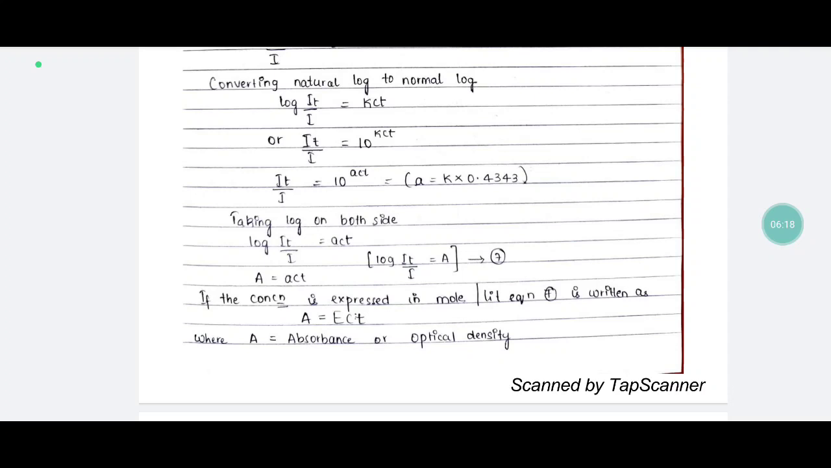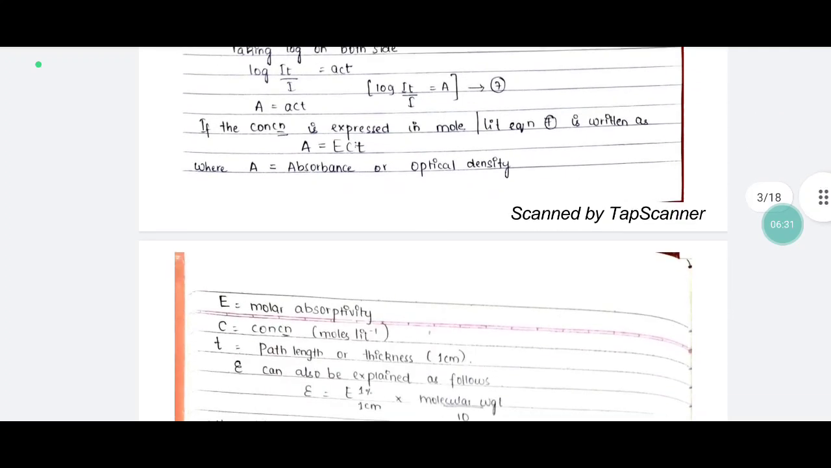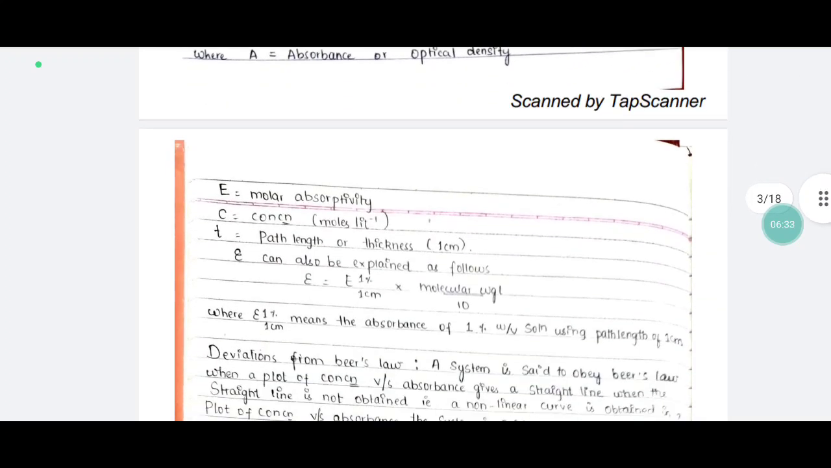So if the concentration is expressed in terms of moles per liter, equation 7 will be written as A is equal to εCt, where A is the absorbance or the optical density, ε is the molar absorptivity, C is the concentration in moles per liter, and t is the path length or the thickness of the cell, which is 1 centimeter.